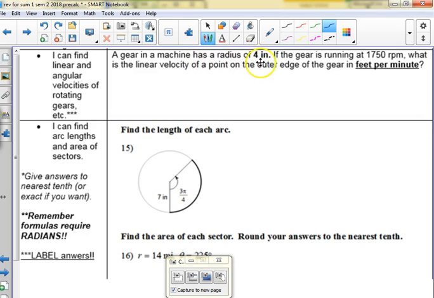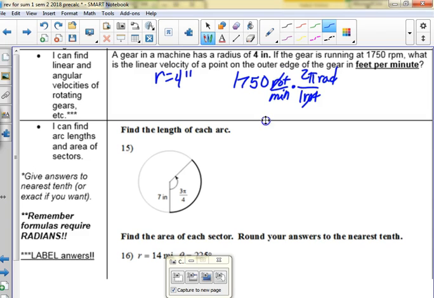The gear in a machine has a radius of 4 inches. R equals 4 inches. It's running 1750 RPM, which stands for what? Rotations or revolutions per minute, same difference, I don't care. Okay? First thing you have to do, change it to radians. So 1 rotation is 2 pi radians.